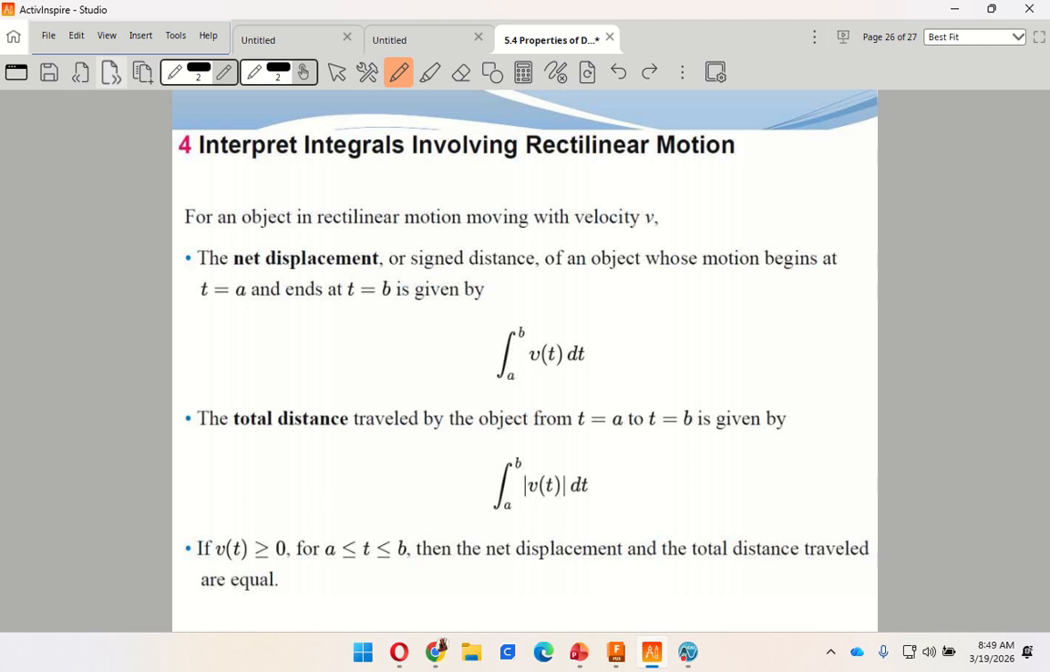All right, rectilinear motion. The net displacement of an object whose motion begins at t equals a and ends at t equals b is given by the integral from a to b of v of t dt. Total distance is important: it requires the absolute value. Now, here's the difference right here.